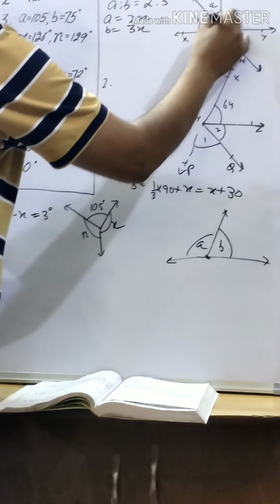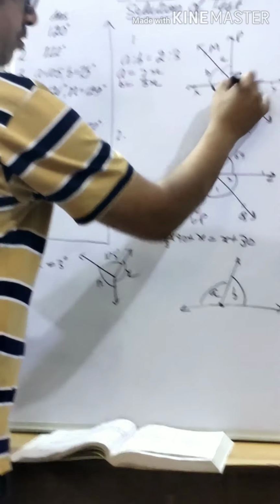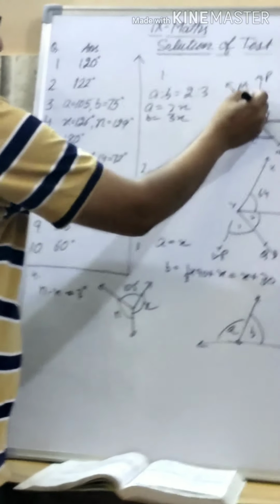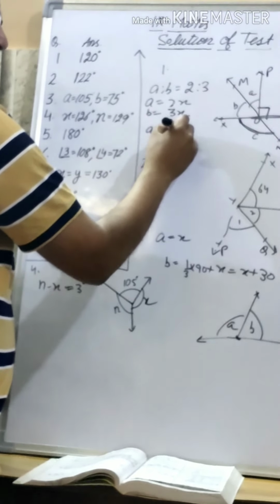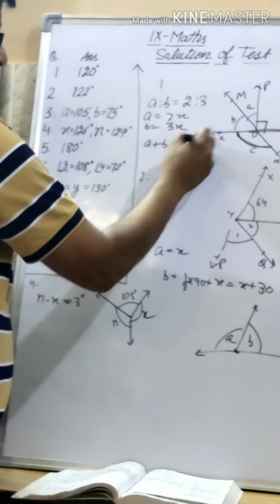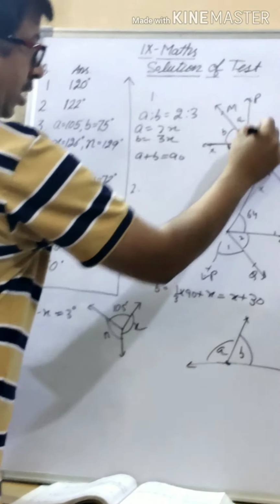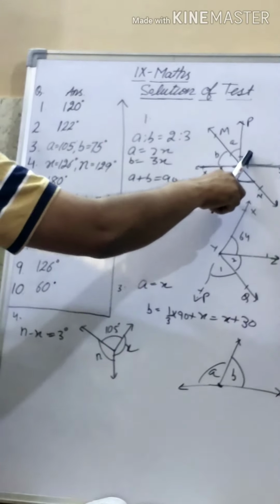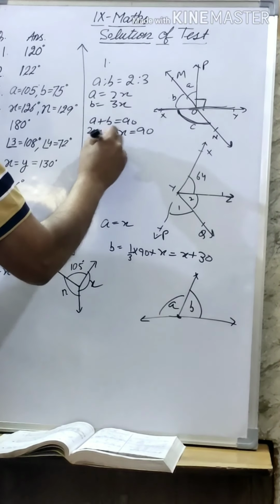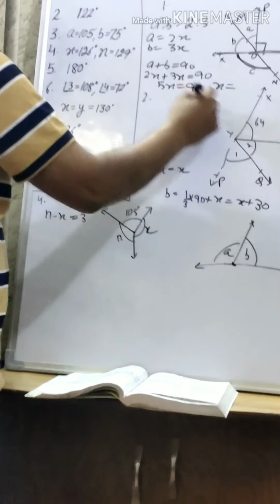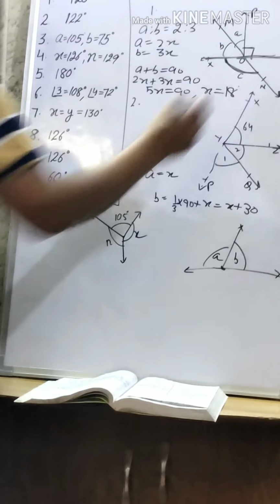So if this angle is 90 degrees, this is a straight line. So this A plus B is also 90 degrees, because the complete three-angle sum is 180. 90 is already there, then A plus B is also 90. It is 2x plus 3x is equal to 90. 5x is equal to 90. It means x is equal to 90 by 5, which is 18.